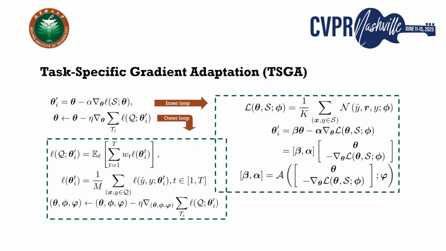To address these challenges, we propose TSGA, an optimization-based meta-learning framework that introduces two key components: a loss network, which learns to generate smooth, informative gradients using feature representations and predictions from the one-class support set; and an adapter network, which outputs task-specific hyperparameters, namely learning rate alpha and weight decay beta, allowing the adaptation process to adjust per task. Both modules operate during the inner loop. The outer loop still uses cross-entropy on the balanced query set to meta-learn generalizable parameters.